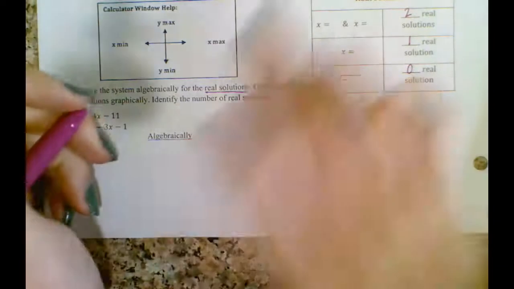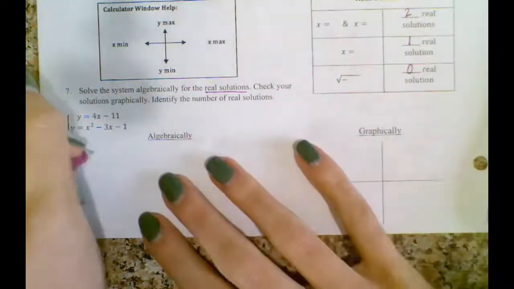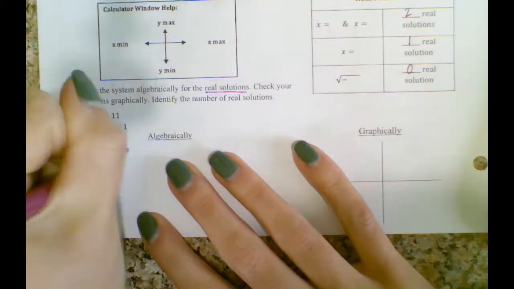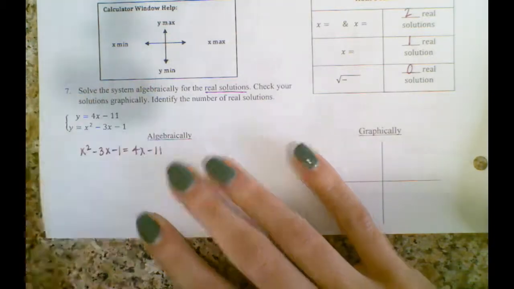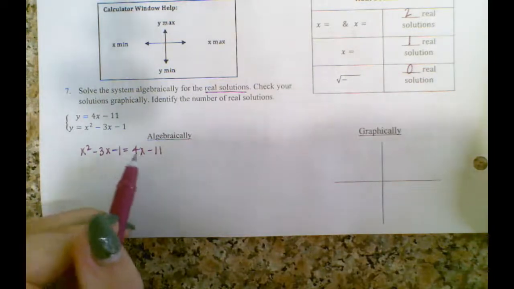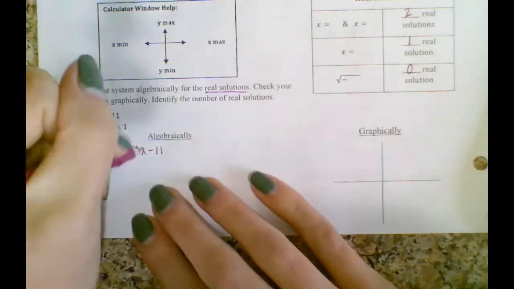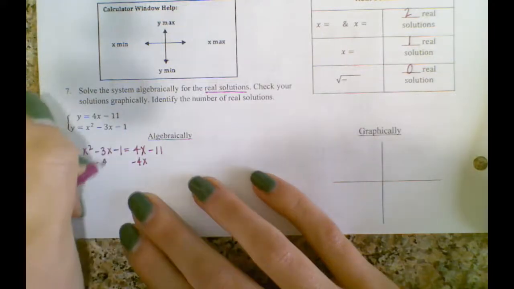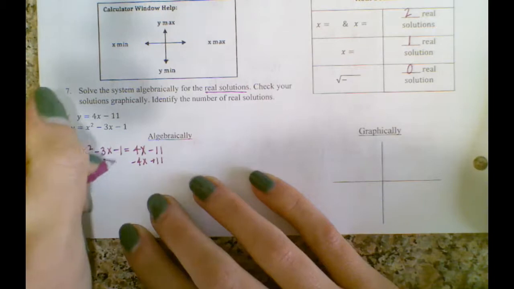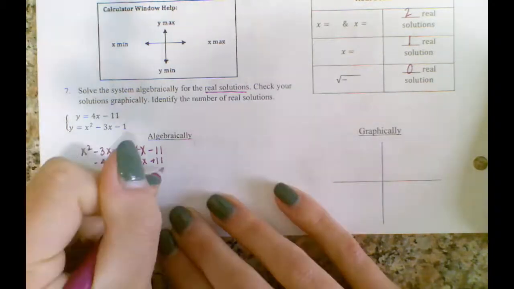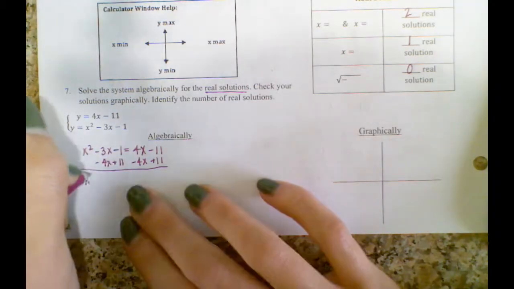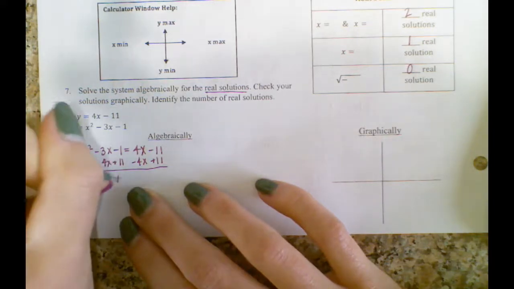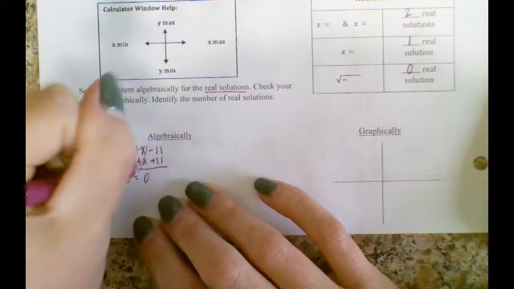So algebraically, we're going to set the equations equal to each other. I like to write the quadratic on the left-hand side, but it really does not matter. x squared minus 3x minus 1. Then set the quadratic equal to 0. So I'm going to subtract 4x and add 11. I like to line up my terms. So this gives me x squared, -3 minus 4 is -7x, 11 minus 1 is 10, and this equals 0 because those cancel out.